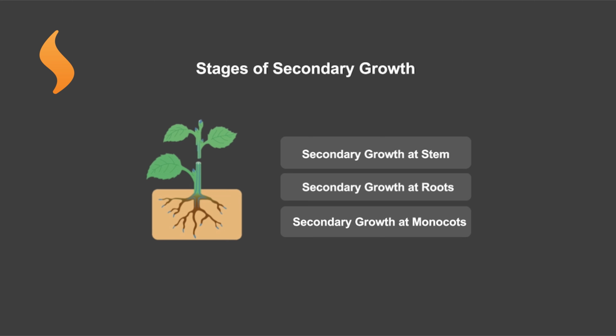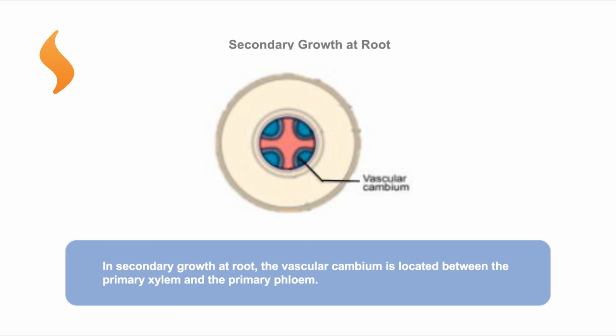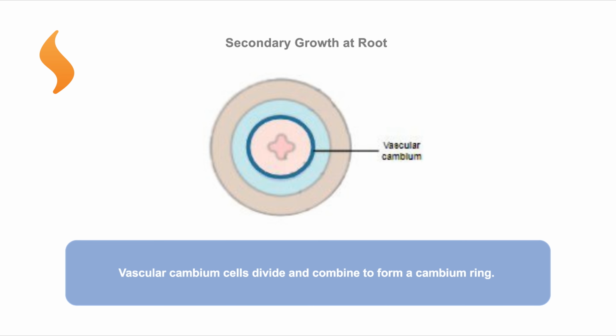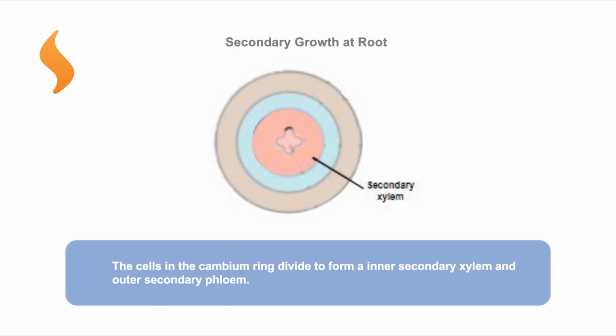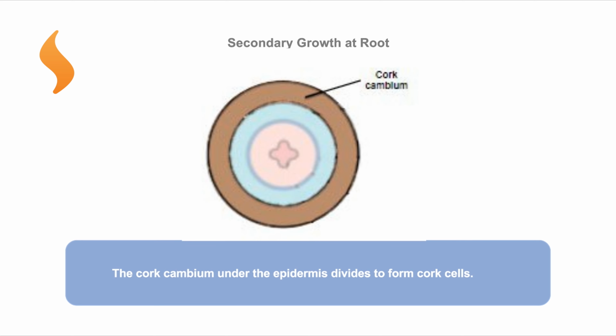Now, we will look at secondary growth at the root. In secondary growth at the root, the vascular cambium is located between the primary xylem and the primary phloem. Vascular cambium cells divide and combine to form a cambium ring, while the cells in the cambium ring divide to form an inner secondary xylem and outer secondary phloem. The cork cambium under the epidermis divides to form cork cells.